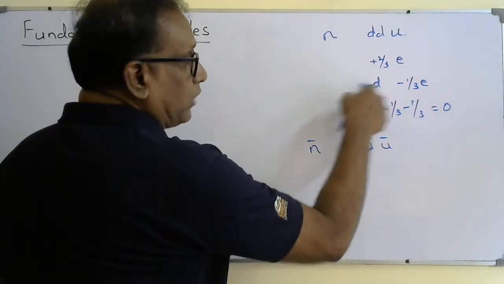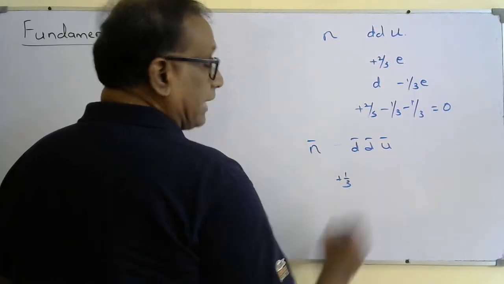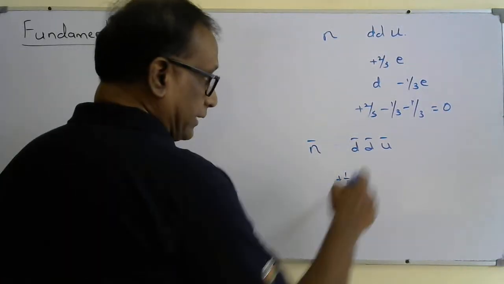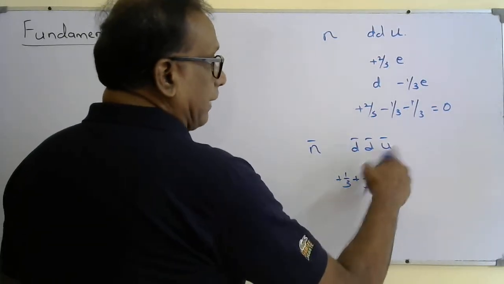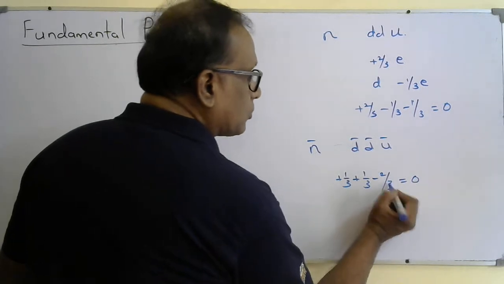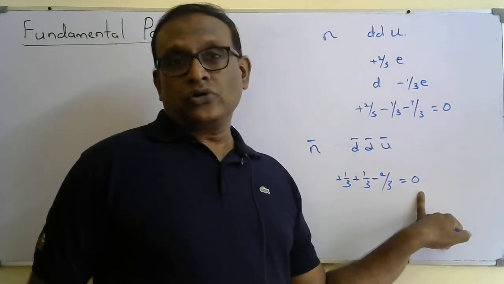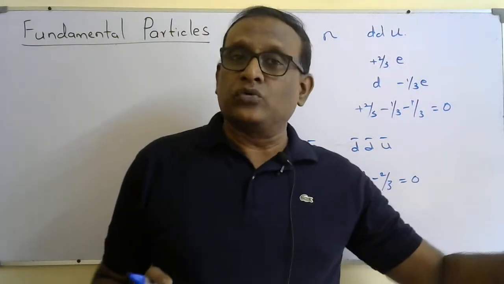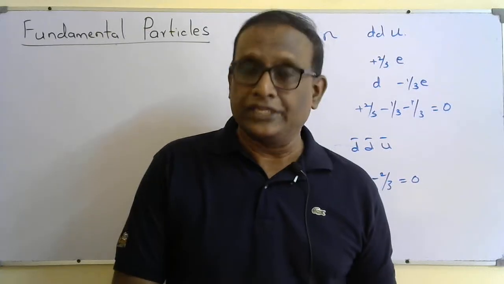So I told you, the down quark has -1/3, and the anti-down has +1/3, the opposite type of charge, same magnitude. This one also +1/3, and anti-up is -2/3, so that also equals 0. So the charge of the antineutron is also 0, but the neutron has antiquarks. That means the neutron has an antiparticle called the antineutron.